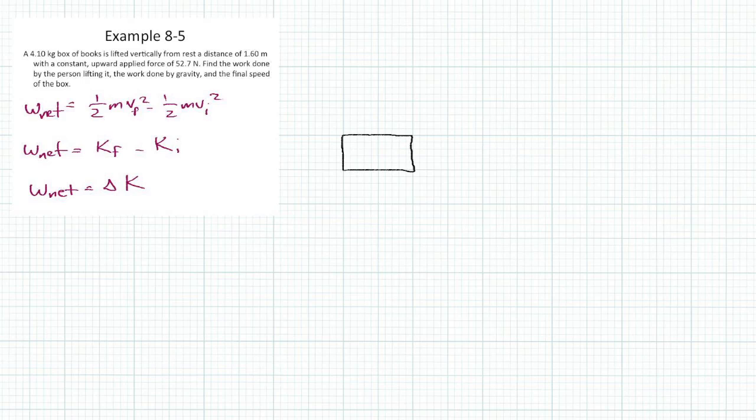Okay, that's our box of books, and the mass is 4.10 kilograms. Which means that our, darn it, I still can't draw a straight line down. mg, we take that times 9.81, that would be 40.2 newtons. That's our weight force due to this mass of books.